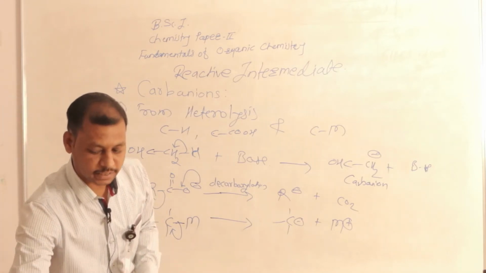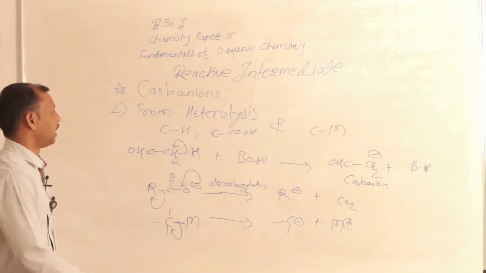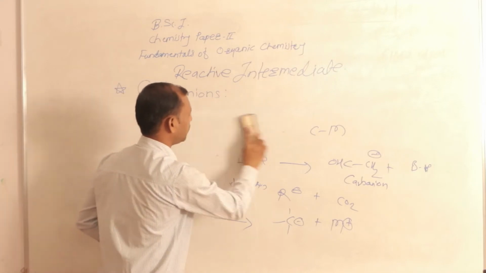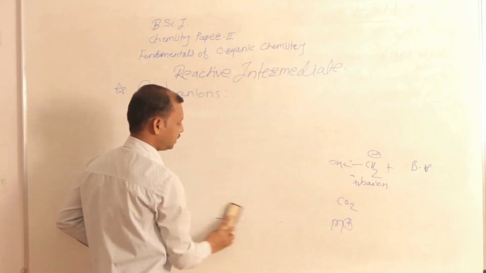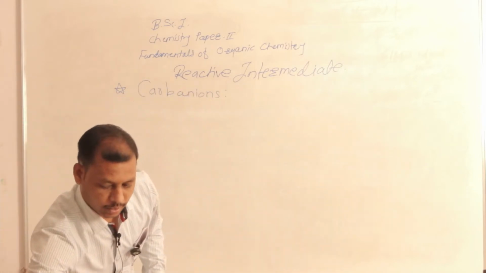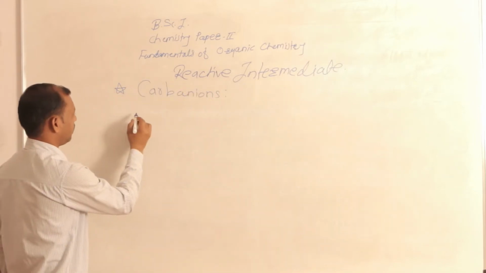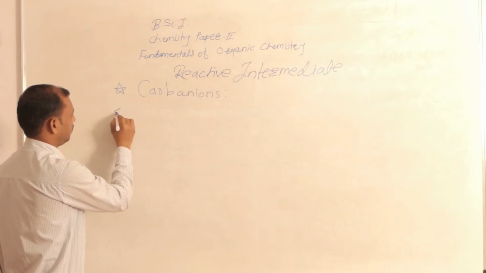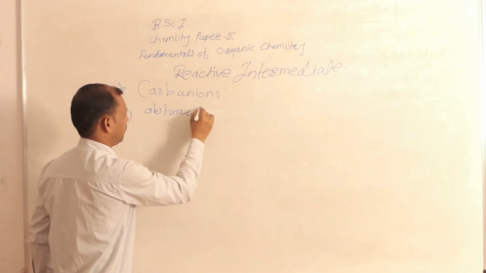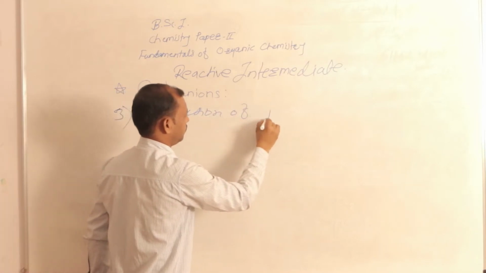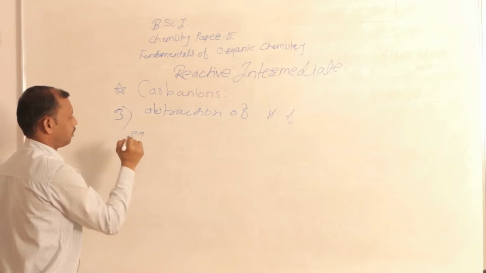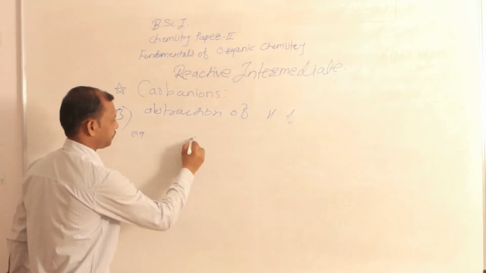We want to see the next method, that is abstraction of proton. The third method of generation of carbanion is abstraction of proton from acidic compounds. For example, para-nitrotoluene.